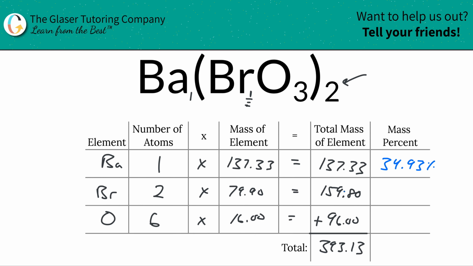Now we do the same thing for bromine. Take the total amount of bromine, divide it by the total mass of the compound, and multiply by 100. Same exact process. Go back and take a look at the math: we substitute this mass in instead of this mass. That works out to be about 40.65%. Then the same thing for oxygen: take the mass of oxygen, divide by the total mass of the compound, multiply by 100, and that works out to about 24.42%.